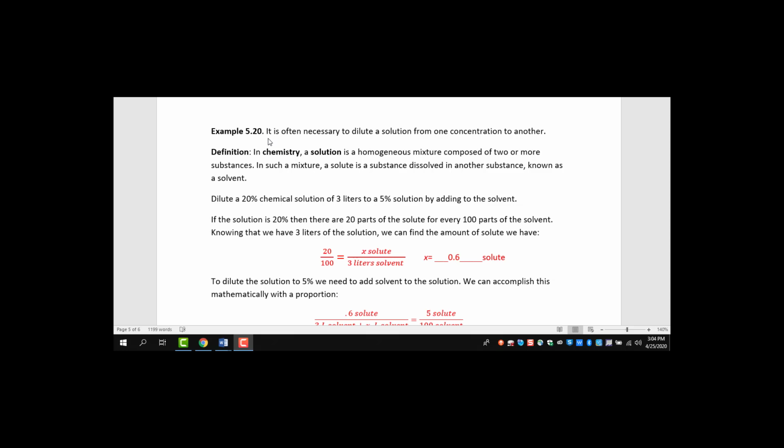Okay, this is our last part of this. It's often necessary to dilute a solution from one concentration to another.